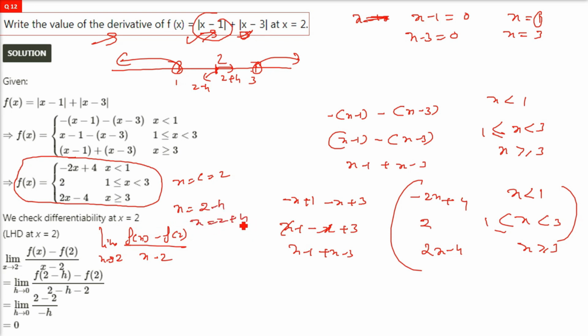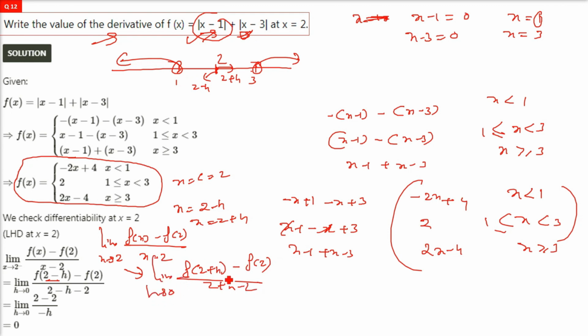Since I have already showed you 2 minus h, I will tell you how to put this 2 plus h. That is the left hand limit, and the left hand derivative and right hand derivative we are going to do. Both will give you the same answer. So f(2 plus h) minus f(2) divided by 2 plus h minus 2, limit h tends to 0.